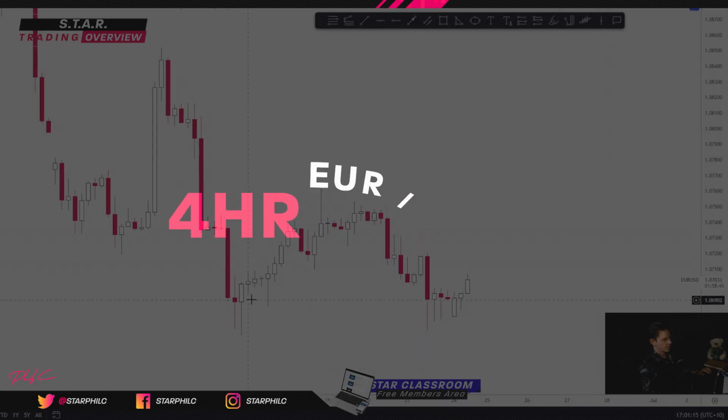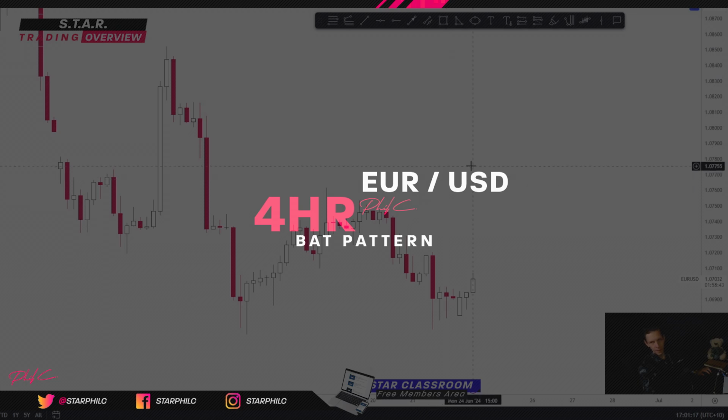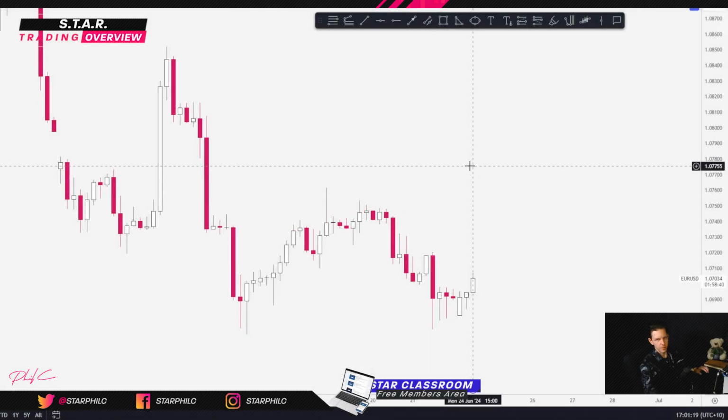We have a potential W formation right here. Let's identify our entries, stops, and targets for this trade.